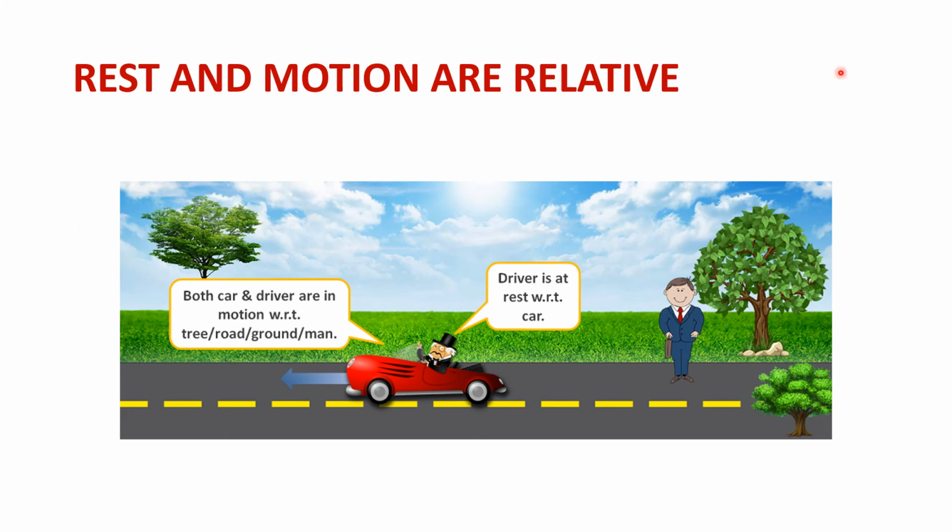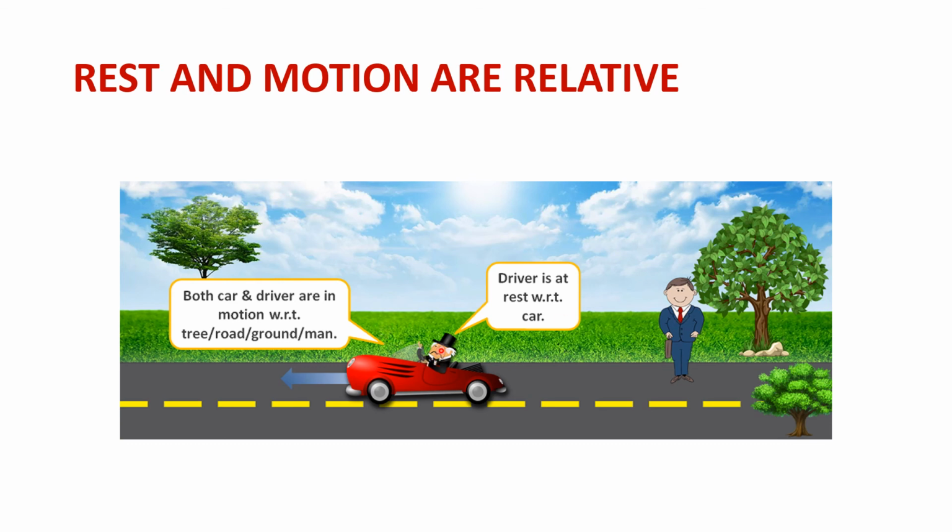Now this is a figure which clears it all. This tree is here. This man is standing here. So this tree and man, they are at rest with respect to each other. So tree is at rest with respect to the man. But if you see this man, he is moving in the car. They have shown it by an arrow. So this man will say that this car is moving. This man is in motion with respect to this man.